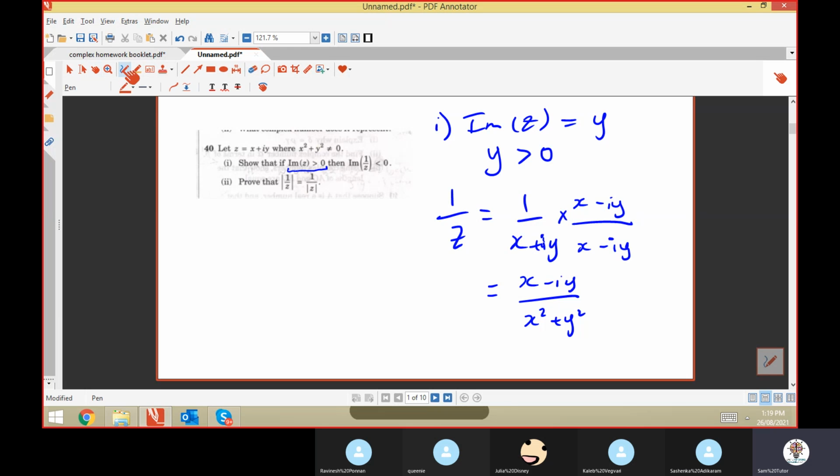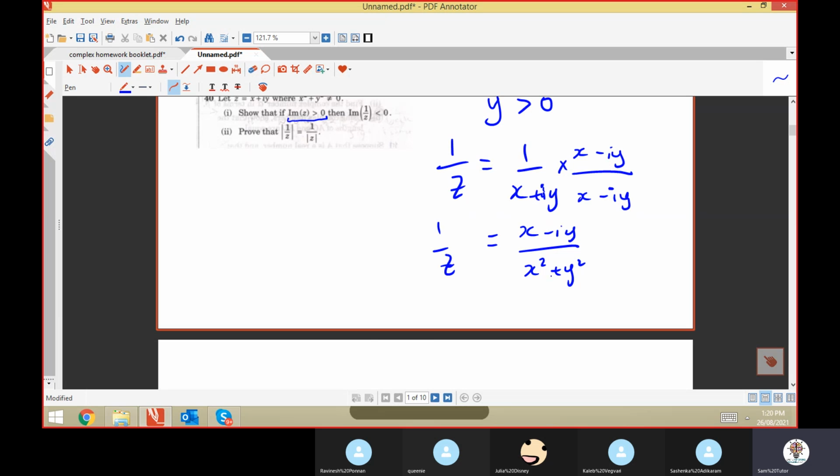Now we have a complex, just out of curiosity, we've got this. Can somebody tell me how to write this in real plus imaginary? I just want to make sure you guys know what the real part of all of this is. Sorry, Julia, you go. Would the real part be x over x squared plus y squared?